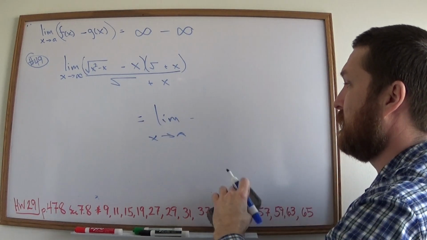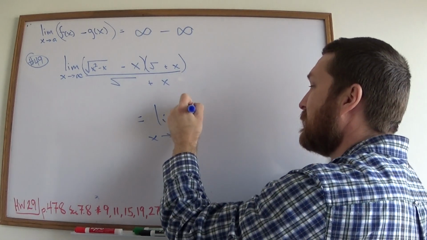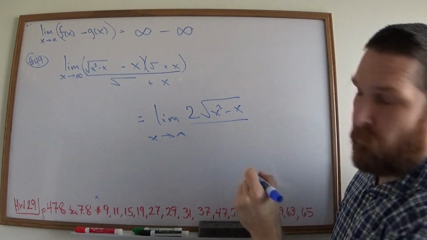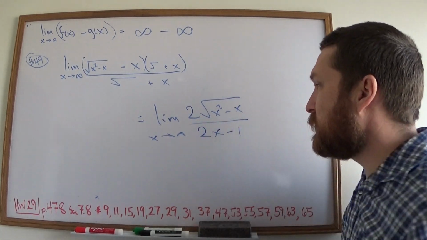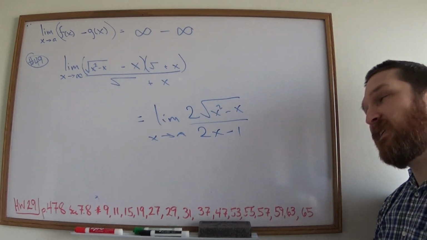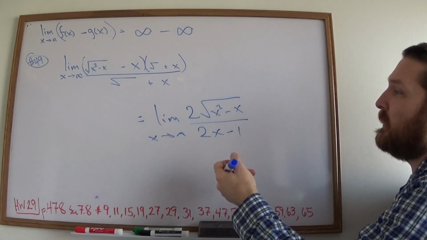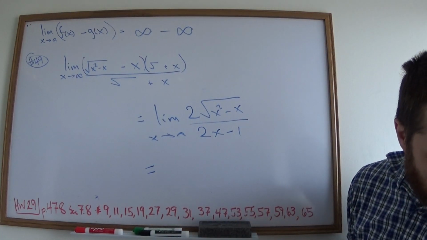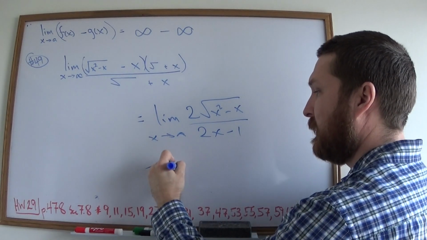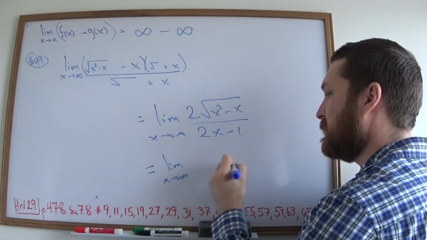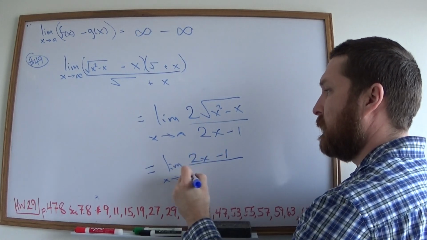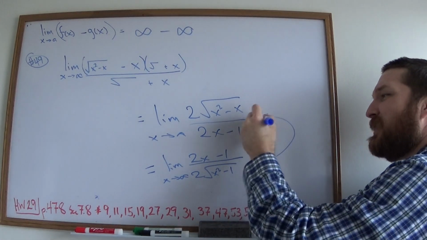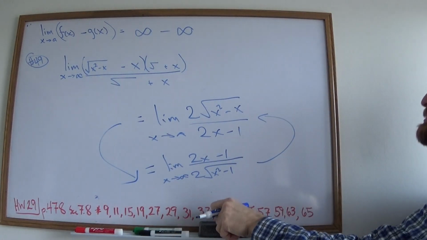That was the actual answer. You end up with something that looks like this: 2 root x squared minus x over 2x minus 1. And so you apply L'Hopital's rule again, and you get the thing that you got before, because you do a bunch of cancellations, and you end up with 2x minus 1 over 2 root x squared minus 1. So you do L'Hopital's rule again, and you end up here, and then you go here, and it's so annoying.